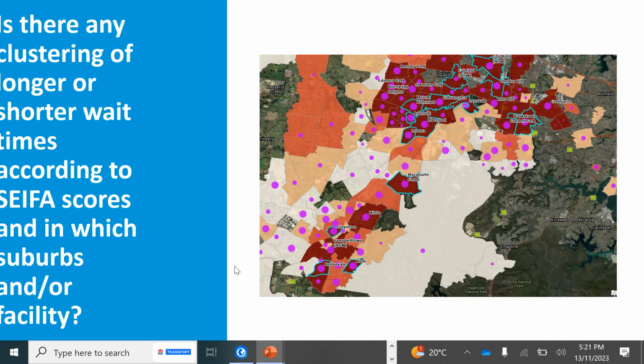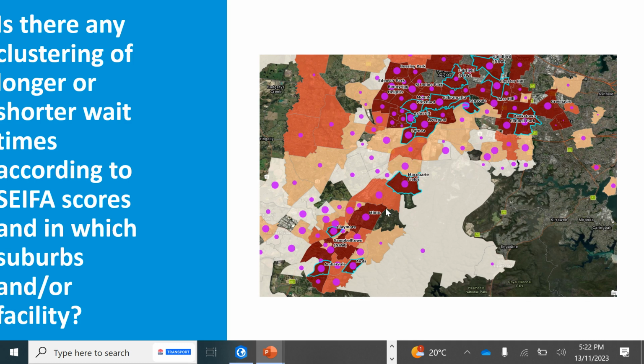So the question is, is there any clustering of longer or shorter wait time according to CIFA scores, and in which suburb and or facility? As we can see here, there's a bivariate map, in fact. So I guess the areas that are more shaded red or brown are more disadvantaged. And the other layer, which you can see as the size of the circles, is where average waiting time is greater.